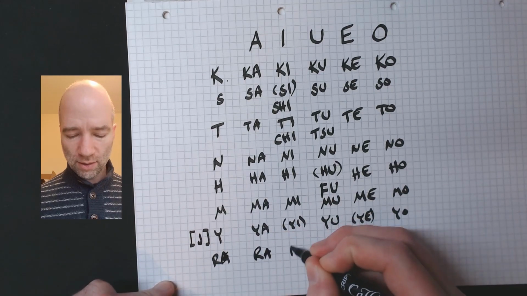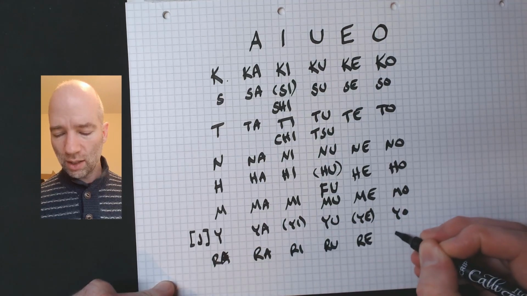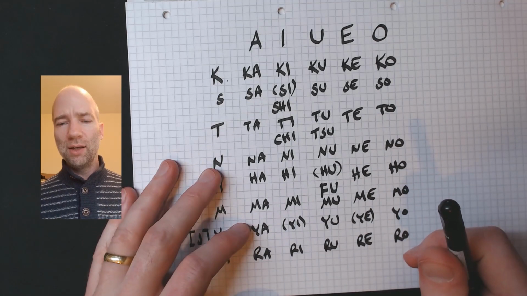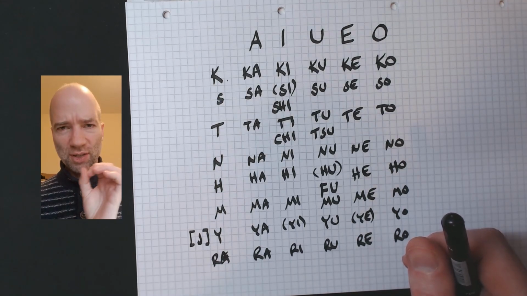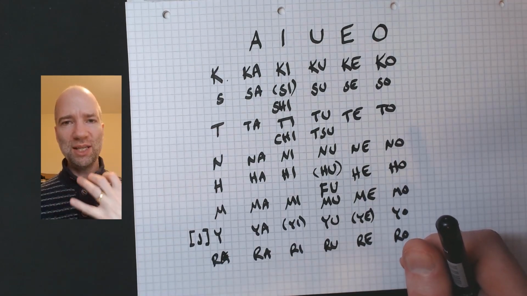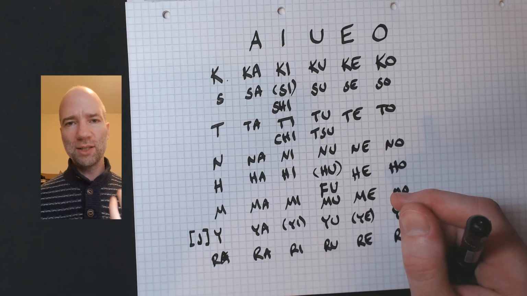Ra, ri, ru, re, and ro. And you'll notice the r, your tongue is quite forward in the mouth. I think it's almost touching the teeth really. So it's almost like a D sound. So you can imagine somewhere between an R and a D. So ra ra ra, arimasen, arimasen.